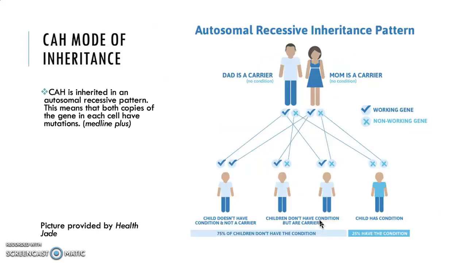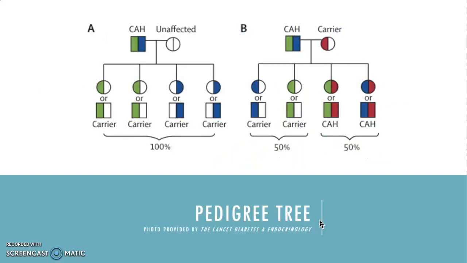Moving forward, our mode of inheritance. I touched on that a little bit in one of the first slides, but it is an autosomal recessive inheritance pattern. This is just if we have a dad carrier and a mom carrier. It shows us that 25% of their children, so 1/4 of their children, are going to be affected with the condition. With that being said, let's move on to our pedigree tree.